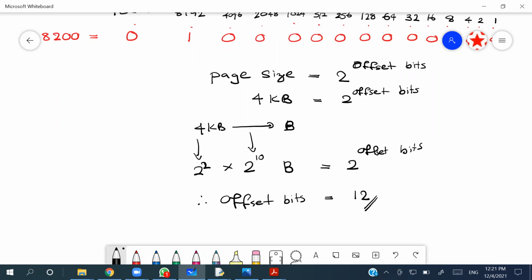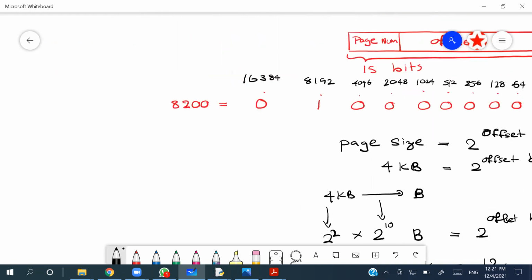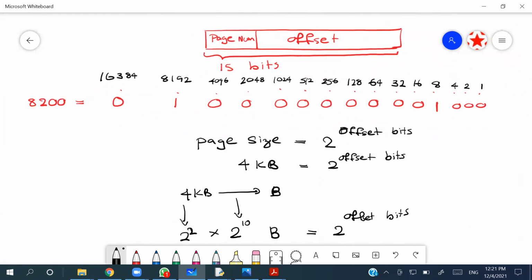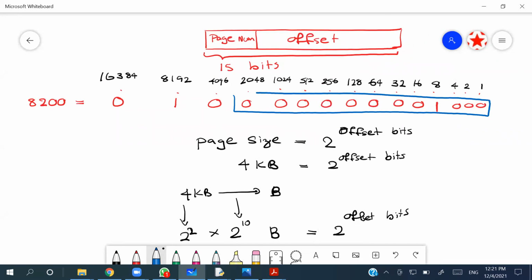So that means from the address that we have extracted, we got 12 bits for the offset. So this is going to be the offset, and this part is going to be the page number. Right, so now we know the page number is 010.